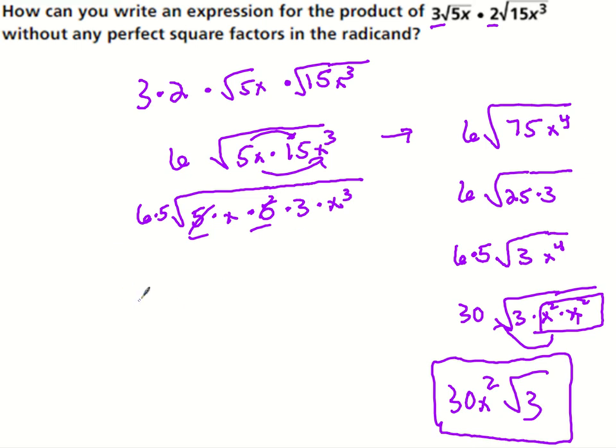Okay, I'm still left with a 3, so that gives me 30 square root of 3, and then I have x and x to the third, which is x to the fourth, which brings me right back to here. So if we look for combinations for pairs, 5 times 5 under radical means I cancel those out and I bring the 5 to the outside. So that works.